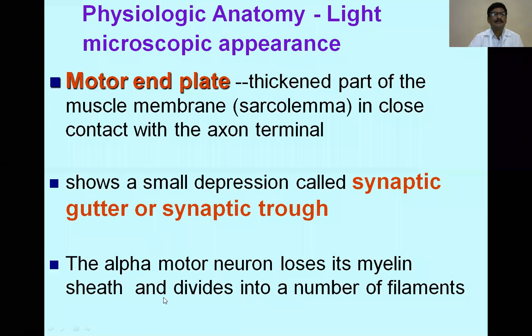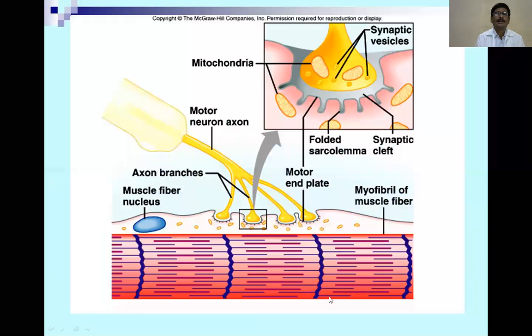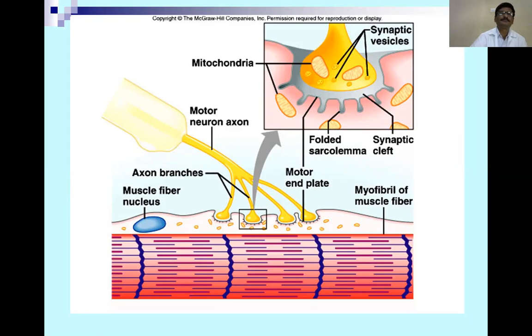So, as I said, the alpha motor neuron loses its myelin sheath and divides into a number of filaments, and each filament, somewhere in the center of the muscle fiber, makes a connection. Suppose here they have shown so many, but that is not correct. Only a single branch will go to a single muscle fiber. More than 98% of the muscle fibers in our body have single innervation, barring very few, where sometimes a single muscle fiber may receive multiple inputs. But otherwise, in most cases, it is a single innervation.